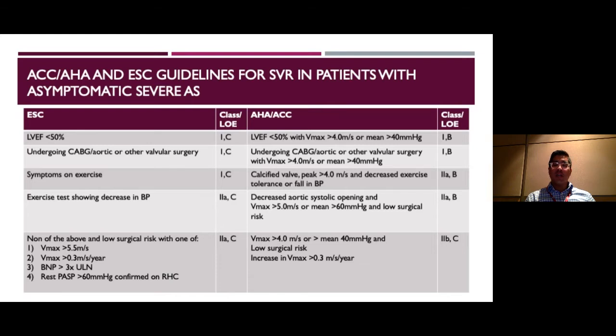In terms of class 2 indications, there are those who have symptoms on exercise, very severe peak aortic valve gradients greater than 5.5 meters per second, or significant annual progression of more than 0.3 meters per second per year, signs of heart failure with an elevated BNP 3 times the upper limit of normal, or severe pulmonary hypertension.